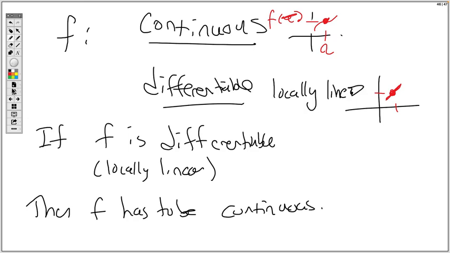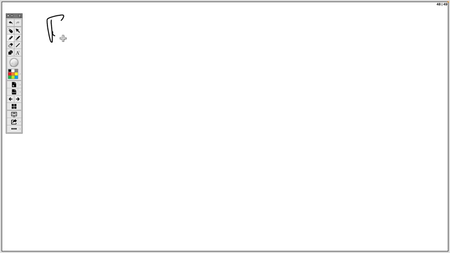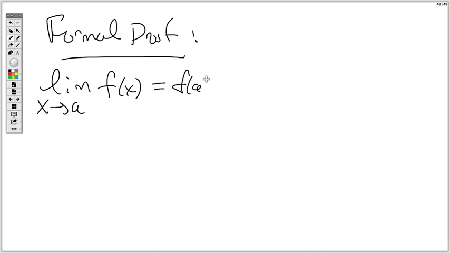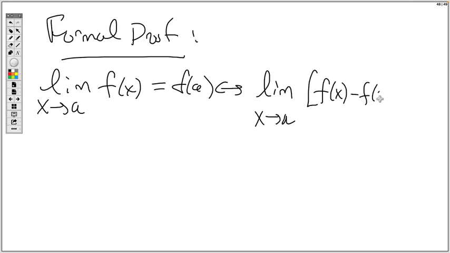Now, the formal proof of that runs something like this. To be continuous means that as x approaches a, f of x approaches what? You can get the limit by plugging the number in, right? So if that's true, another way to think about that is that if I look at the difference between f of x and f of a, that has to go where? 0.